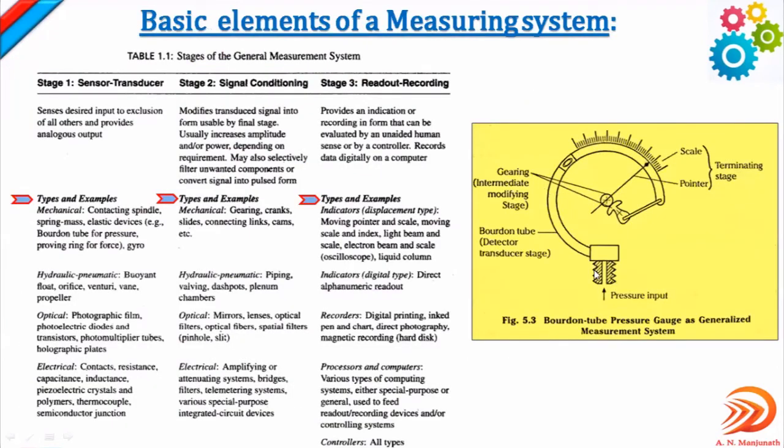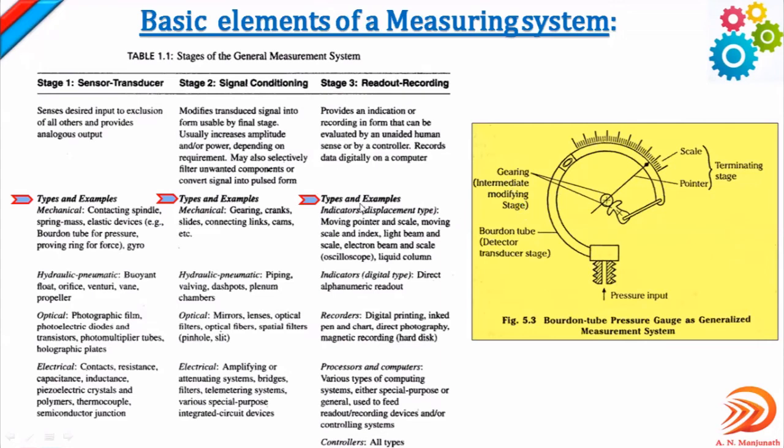Then again, this Bourdon tube pressure gauge consists of the pinion as well as the gearing mechanism. The gear pinion will be here. You can observe, this is the tube. This tube is connected with a link lever, and for this lever the gearing mechanism will be here. This gearing mechanism, what you can observe, acts as the intermediate modifying stage.